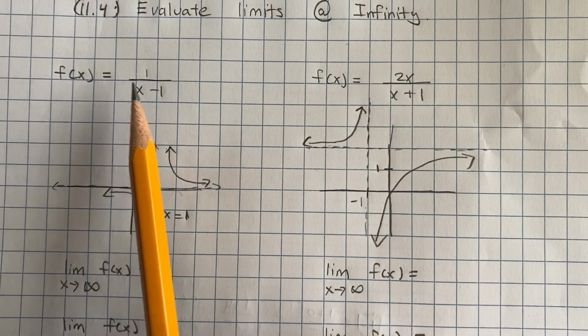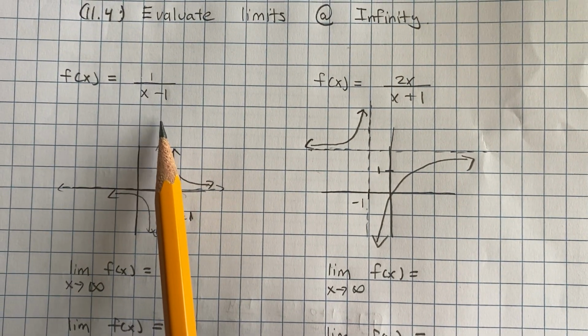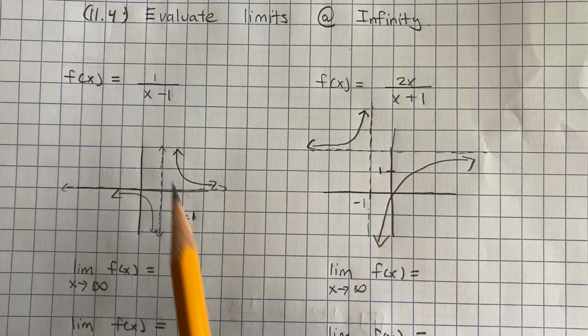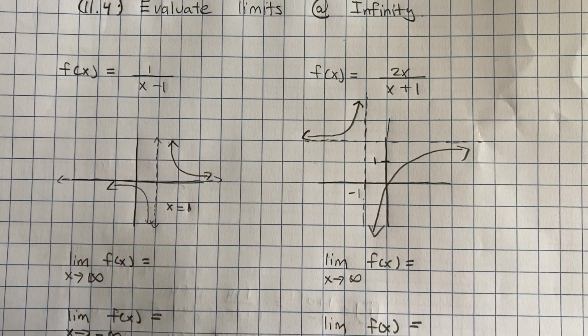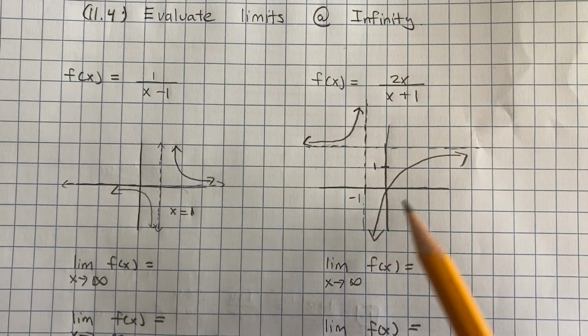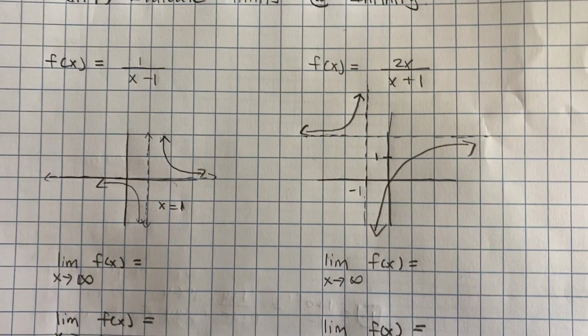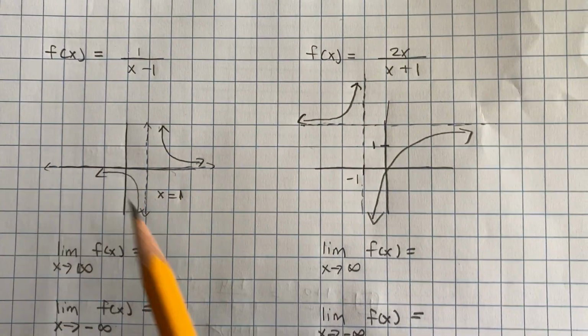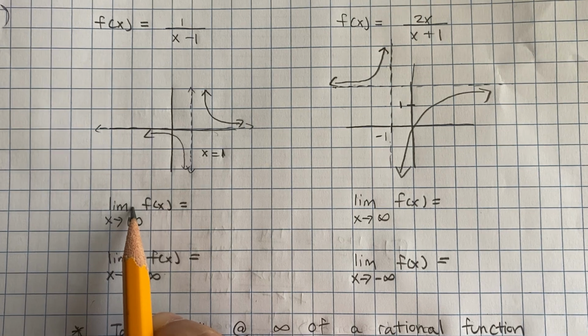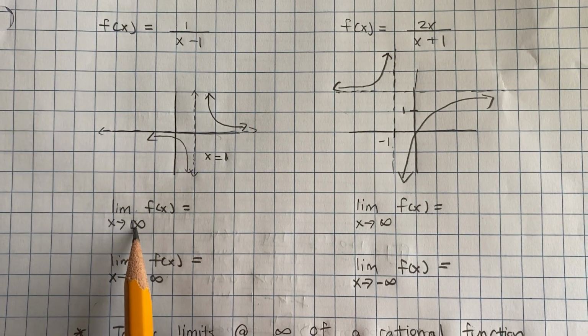Right here, I have 1 over x minus 1. And of course, to find the vertical asymptote, you set the denominator equal to 0, x is equal to 1. And I have another rational function that we will analyze after this one. Okay, so if I ask you, what is the limit as x approaches infinity?